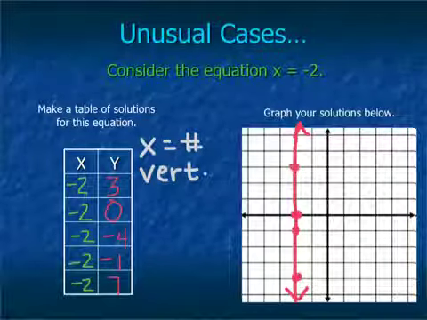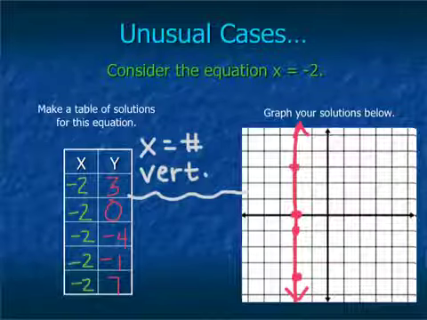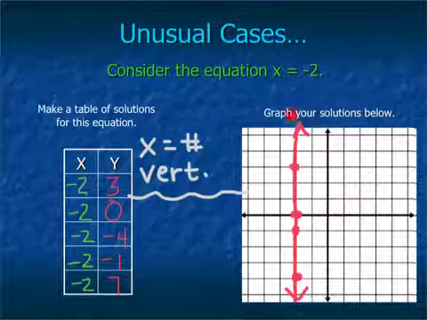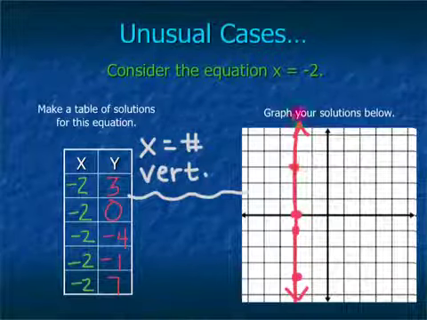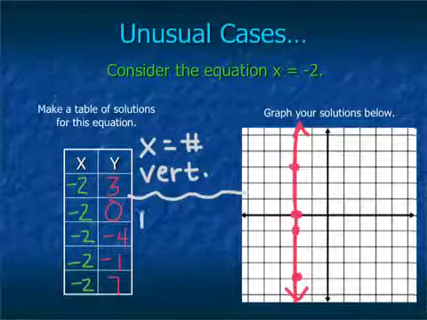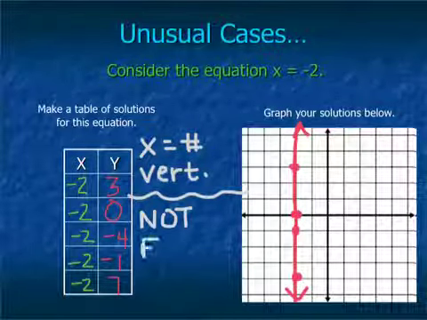And one more thing about these functions. What I want to ask you is, is this a function? Remember, something is only a function on a graph if it passes the vertical line test. If I were to draw a vertical line right here, do you see that it would hit every point on that graph? It would cross more than once. So these equations, x equals -2, are the only linear equations that are not a function.